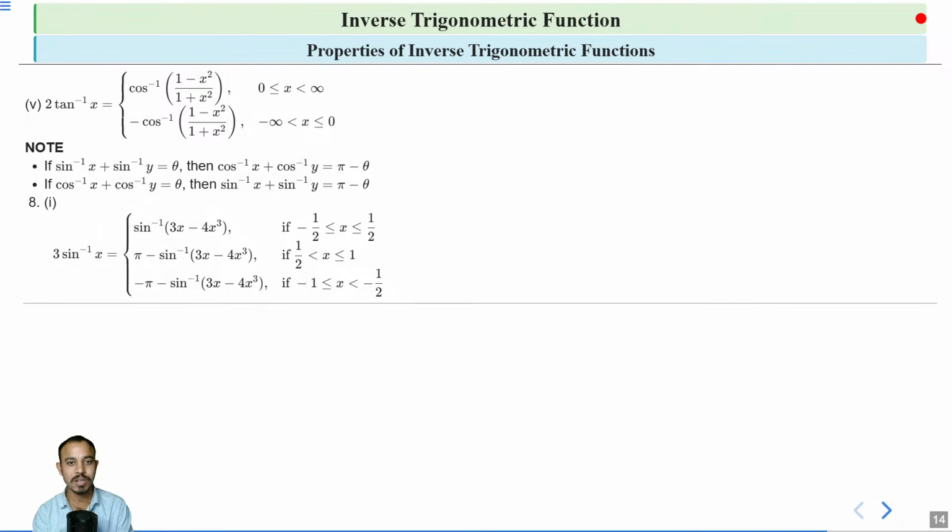Understand? I hope you understand, and you all know these properties, we are just revising all the properties. Now moving to the next. Before moving to the question part, please wait a moment.